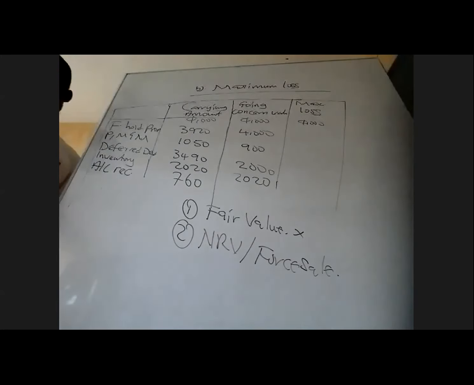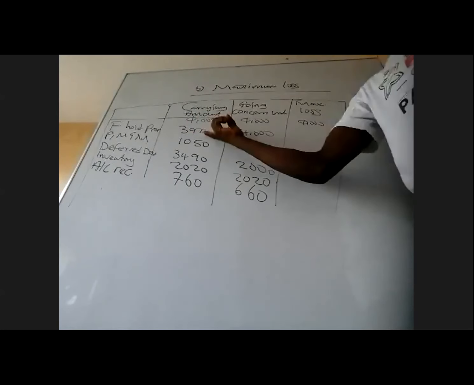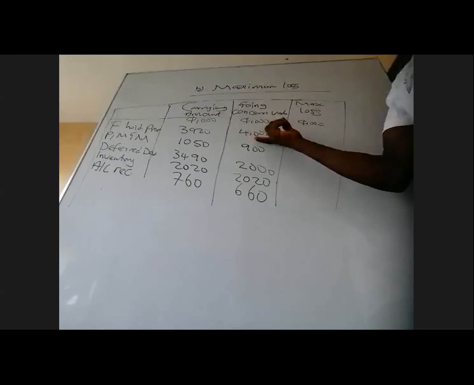Now let's calculate the maximum loss. Be with me. If you don't want trouble, maximum loss is nothing but the carrying amount minus the going concern value. If the answer is positive, make it positive. If the answer is negative, make it negative, it's a gain. You have a carrying value of 3,920, then a going concern value of 4,000.